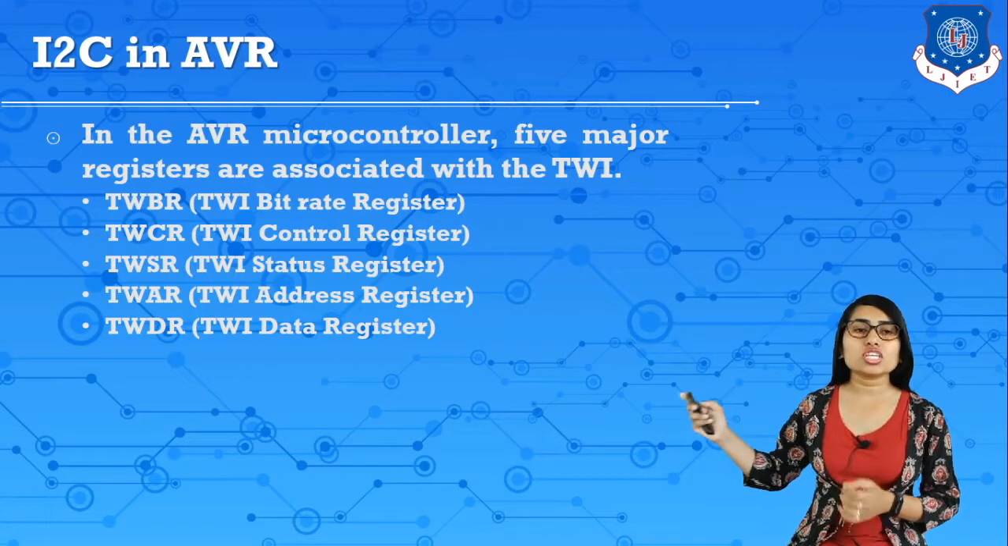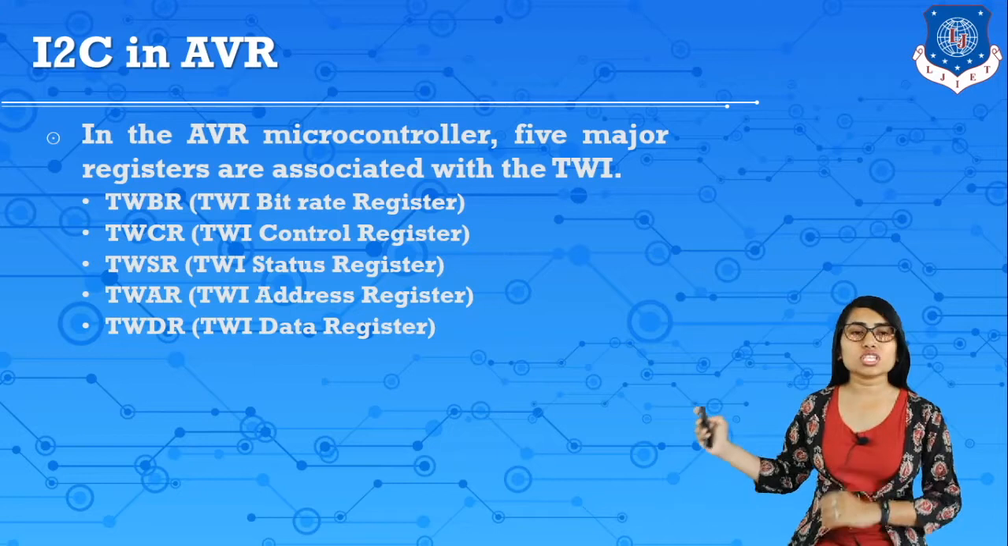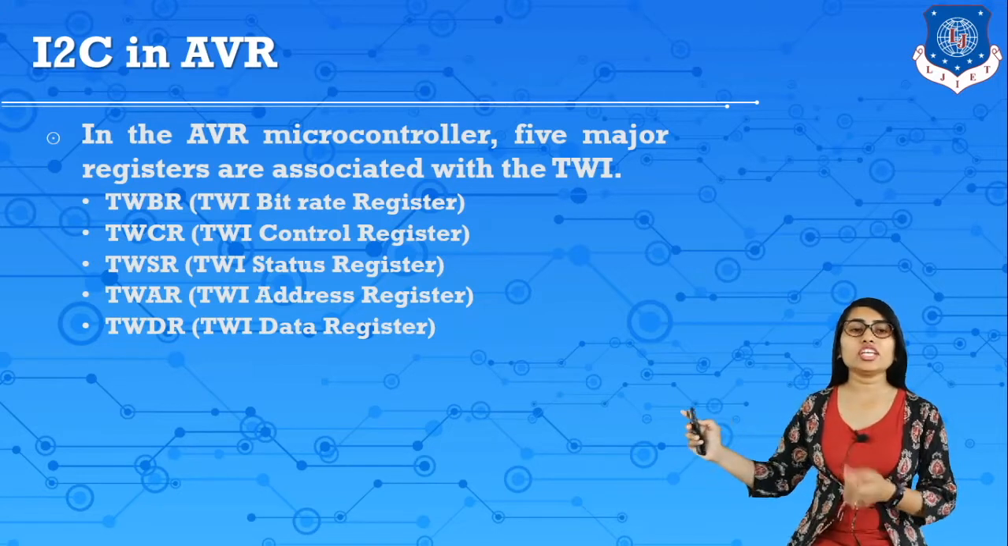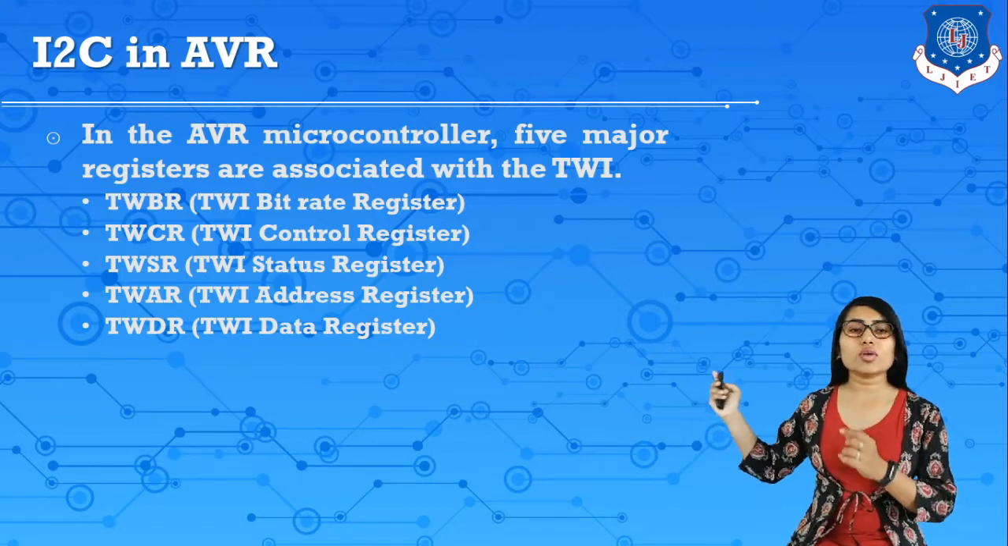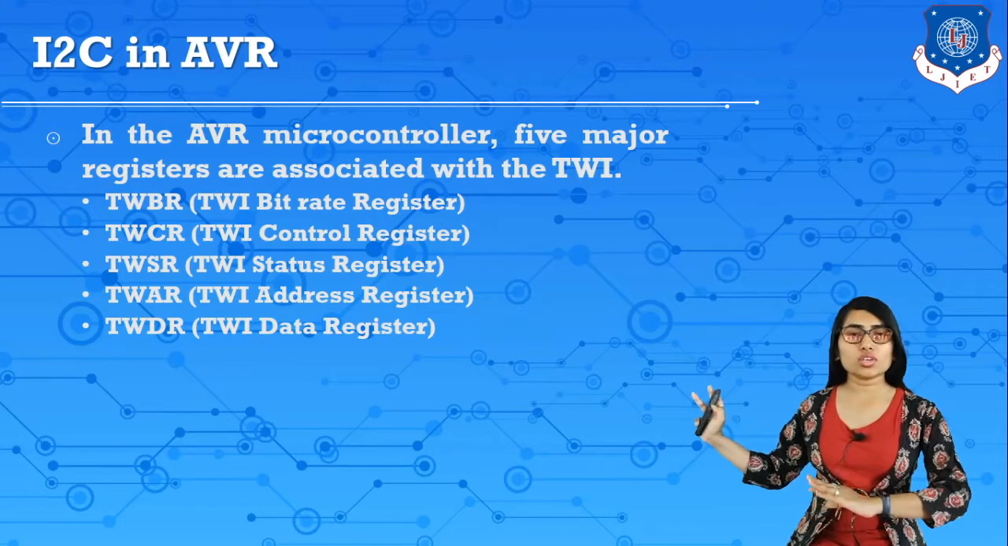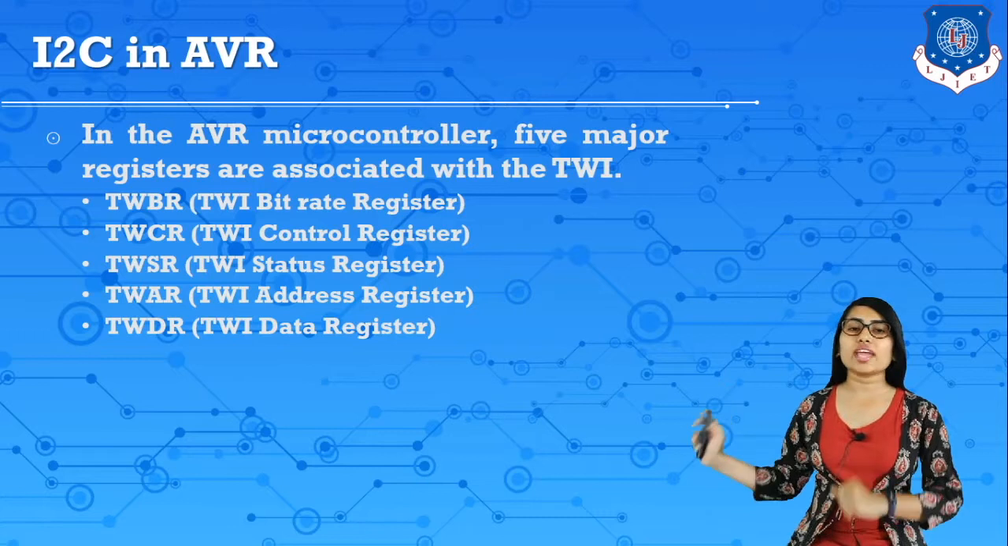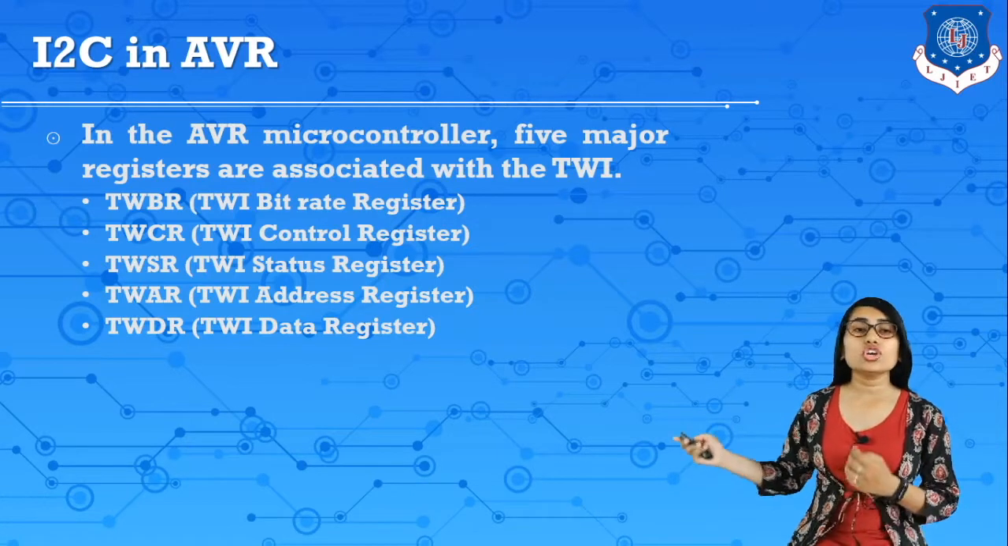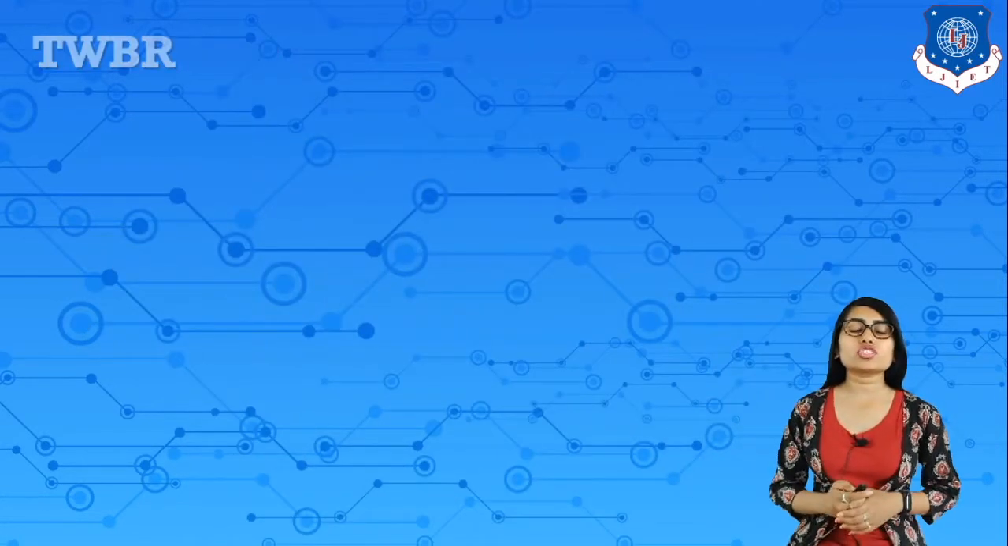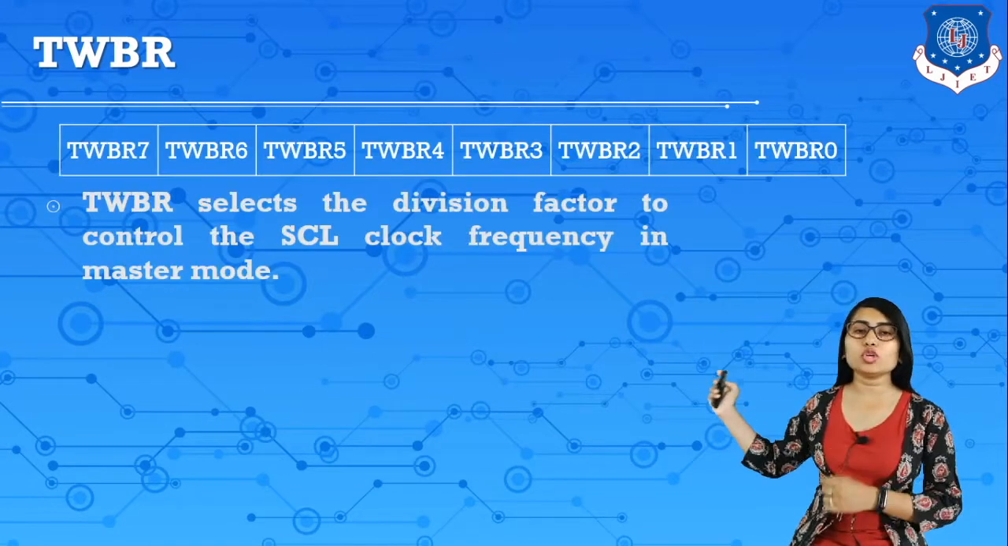In an AVR microcontroller, 5 major registers are associated with TWI, or I2C, that is TWBR, TWCR, TWSR, TWAR and TWDR. These are the TWI bit rate register, control register, status register, address register and data register. So let's discuss all the 5 registers one by one. First is the TWBR register.